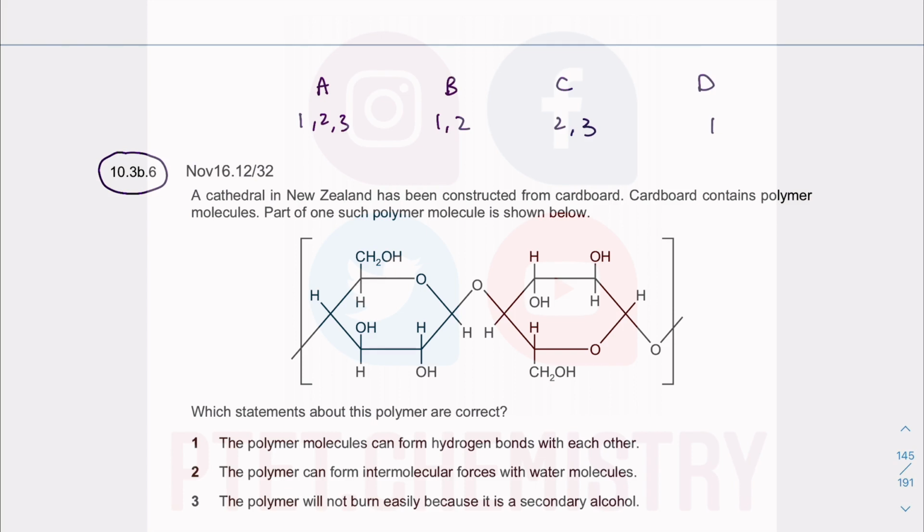So this is a cathedral in New Zealand that has been constructed from cardboard. So this cardboard contains polymer molecules. So you have part of one such molecule. So that is something you will have seen in biology if you do it. It's called glycosidic bond. It's also the kind of glycosidic bond that exists in starch as well. So you did the structure of starch back in GCSE or IGCSE or O-level before you did your A-levels. They don't call it glycosidic bond, I guess they just call it structure of starch.